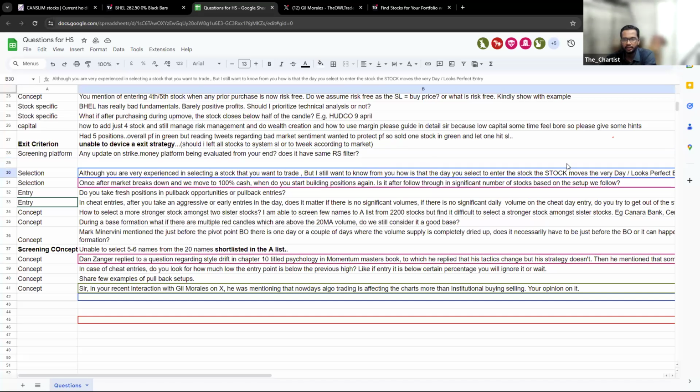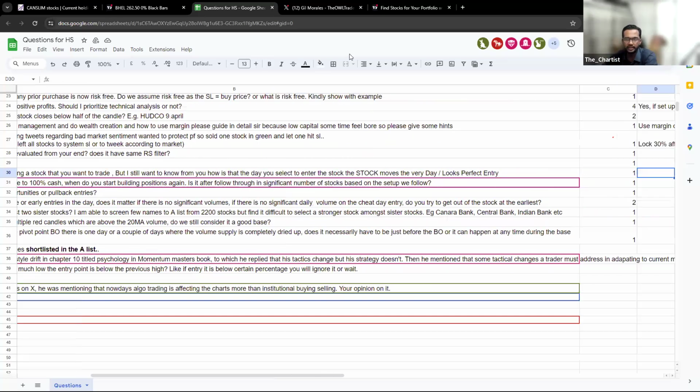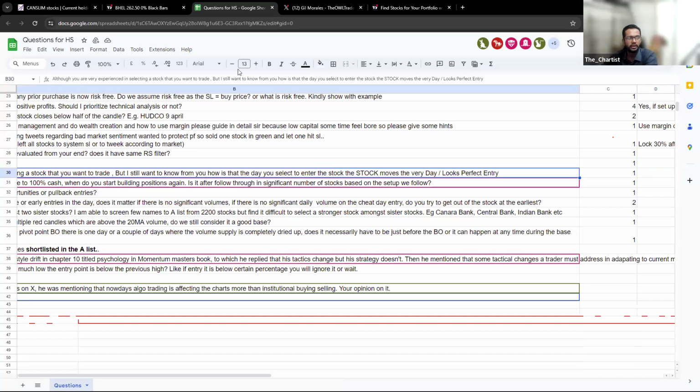How do you select the day to enter the stock? I still want to know from you how the day you select to enter the stock moves the very day or looks like a perfect entry. Yeah, because supply has been absorbed. Are you getting my point? I told you about that Bhel chart.